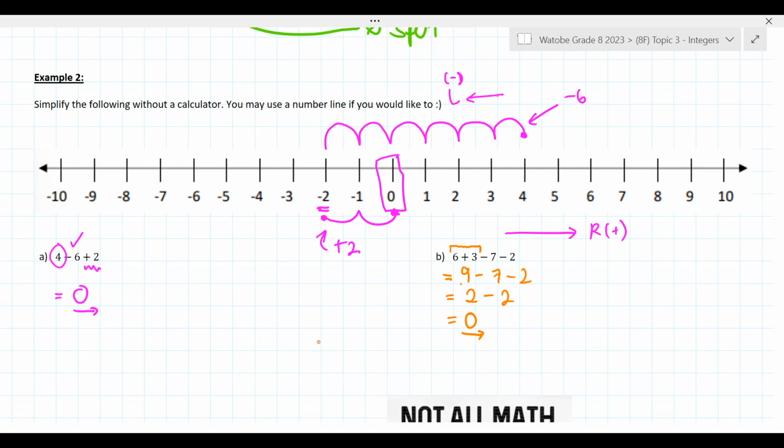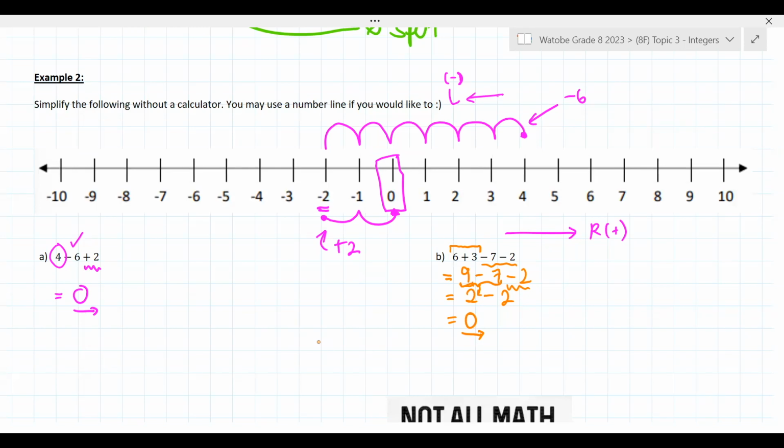So 6 plus 3 gave us 9. Then we write the rest of our expression. Then we move on to the next operation. 9 minus 7 gives us 2. And then we write the rest of our expression. And then finally, we've got 2 minus 2.